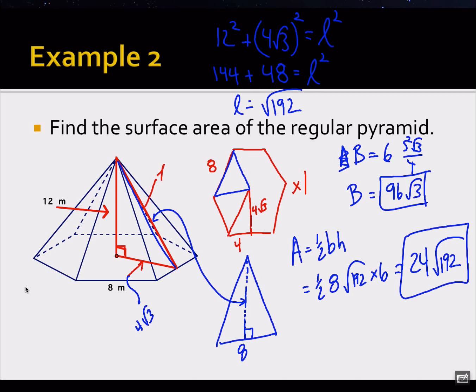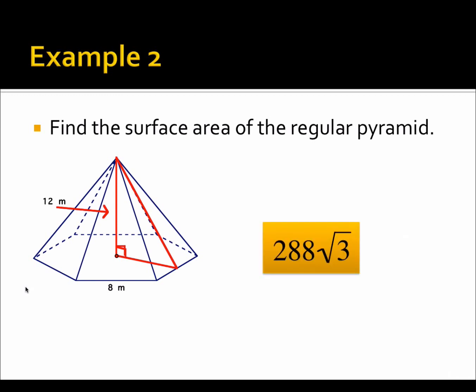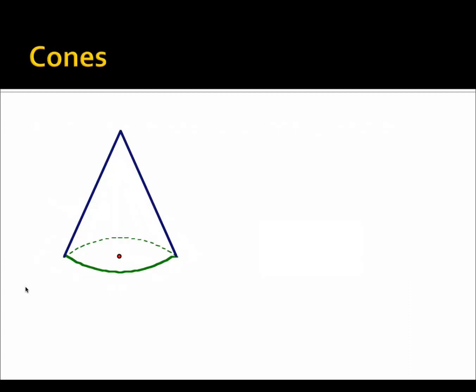George? I was wondering why you multiplied by 8. Was that the base? Okay, I got it. Any other questions before I erase? Okie doke. Oh, I guess it does simplify. 288 square roots of 3, or whatever that is, decimal equivalent. Cones.